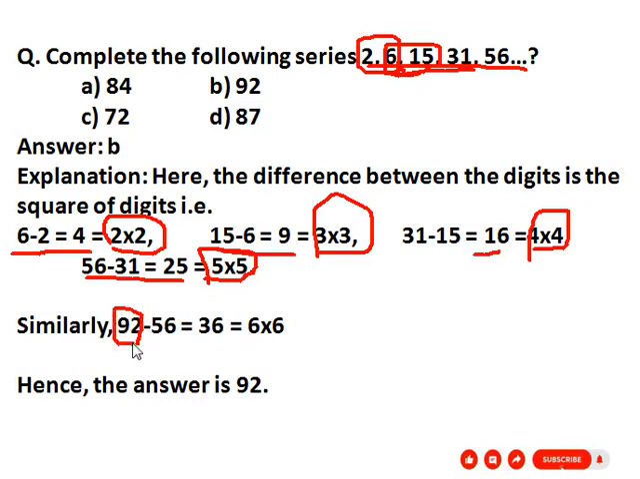92. How? 92 minus 56, that is 36. 6 into 6. So our correct answer is 92. Here given option B 92. So our correct answer option B 92.